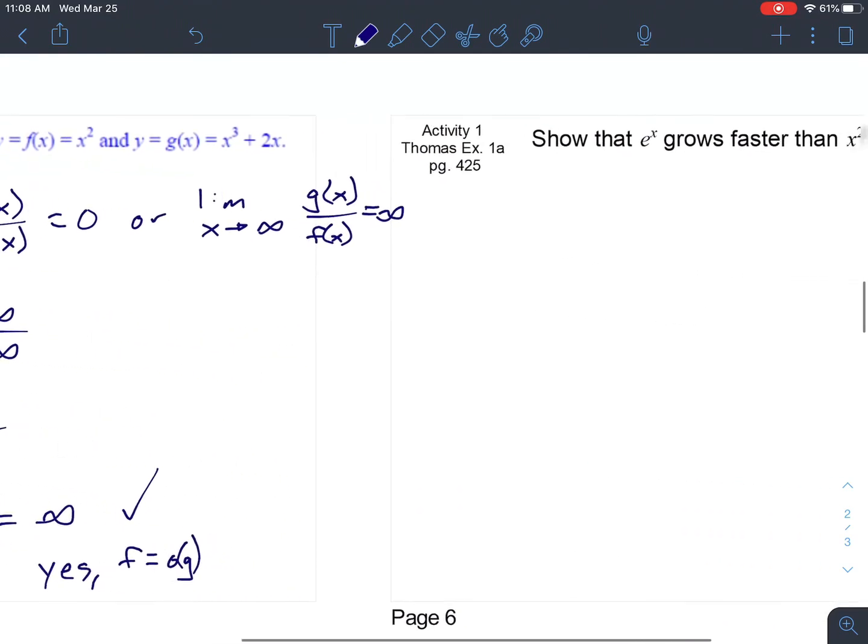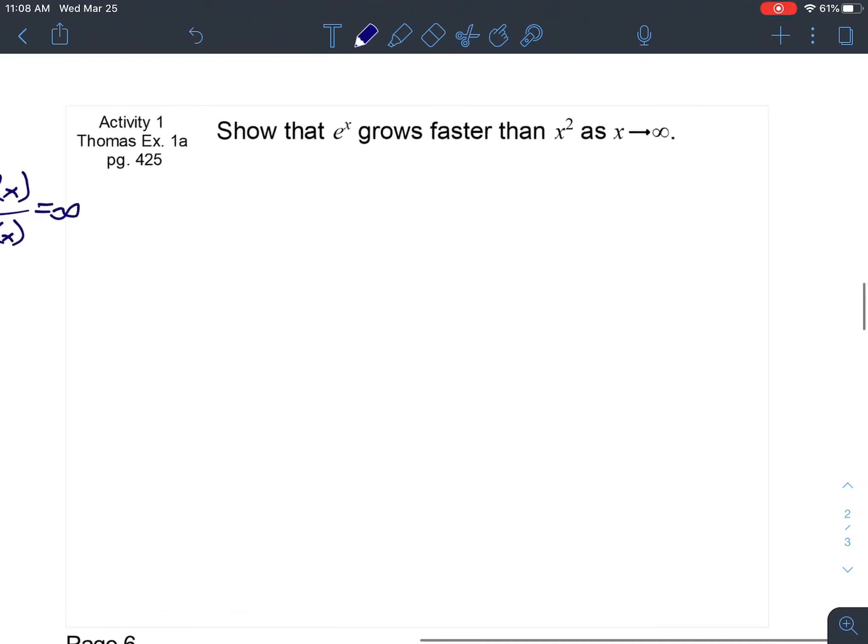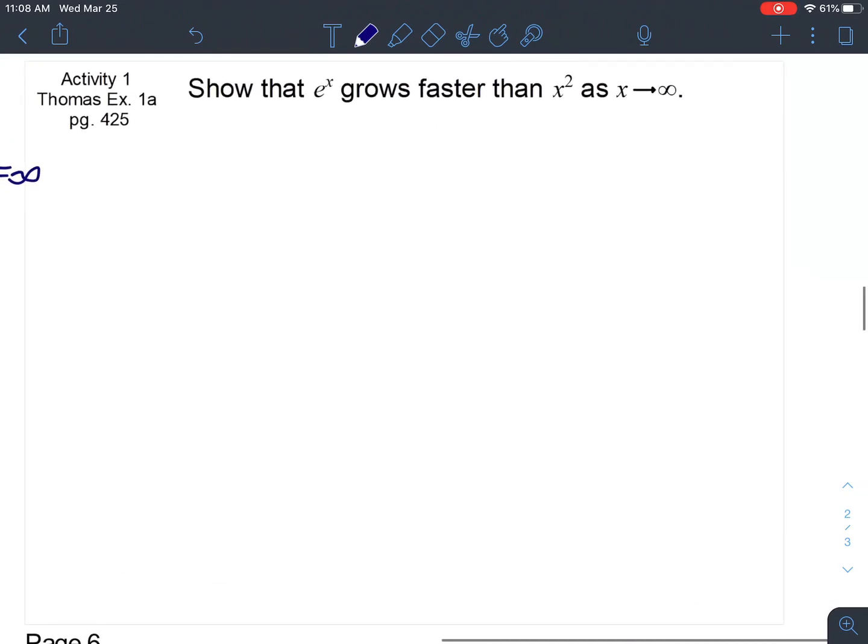All right. So for this one then, this is a question from the Thomas book. What I want you to do, show that e to the x grows faster than x squared as x goes to infinity. So pause your video then, try this on your own. When you are done, I will show you how to get the answer.